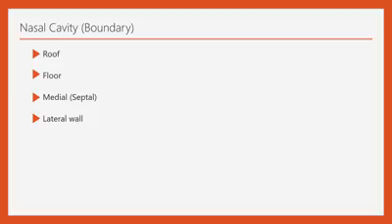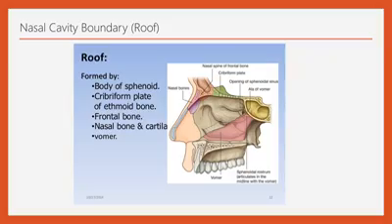Now let's come to the boundaries of the nasal cavity. The nasal cavity is bounded by a roof, floor, a medial wall and lateral wall. Now what is the roof? The roof consists of three parts: the anterior, intermediate and the posterior part. The anterior part is also called the frontonasal part. This part slopes downwards and forwards and is supported by the nasal cartilages, also by the nasal bones and the frontal bone.